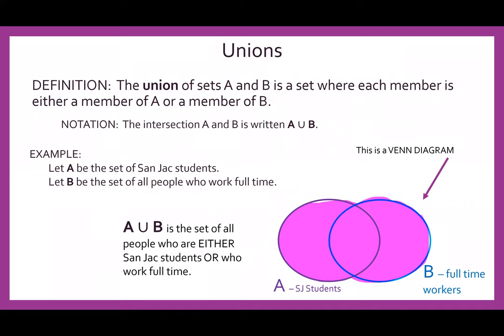But now what's happening is that because I can be in either A or B, it's actually the whole area, right? So this left area is San Jac students who don't work full-time. So that satisfies being in A. The middle area represents students who go to San Jac and work full-time. So that certainly satisfies because they're a member of A and B. And then this far right area represents people who are full-time workers but don't attend San Jac. So all the people I just described are either San Jac or work full-time. Some of them are both.